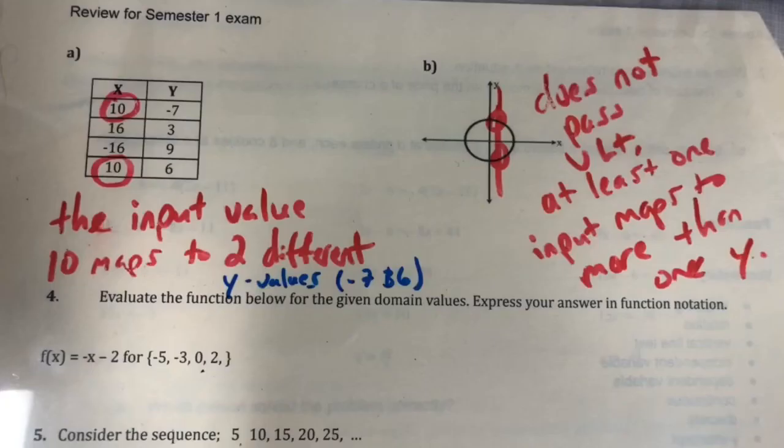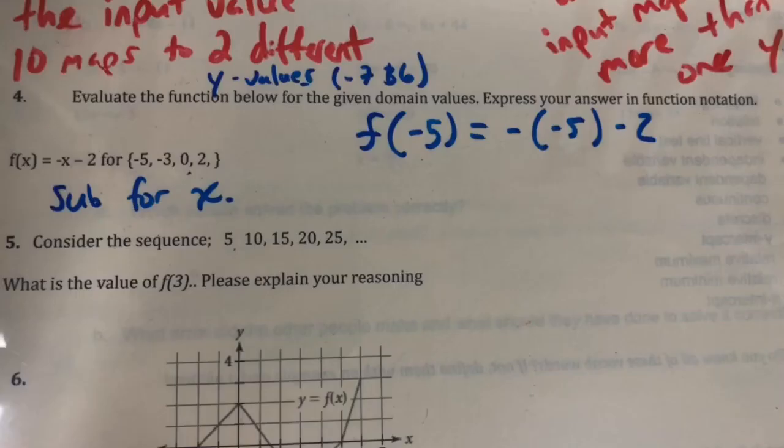Letter A is not a function because the input of 10 goes to two different numbers, and the graph of the circle does not pass the vertical line test.